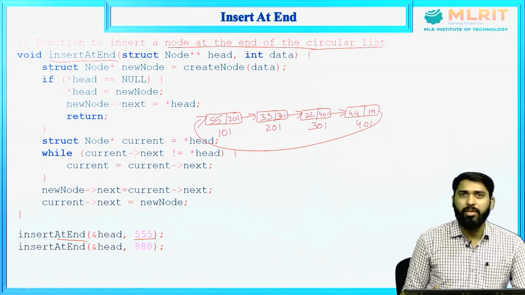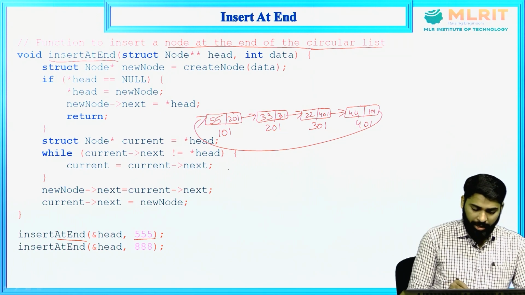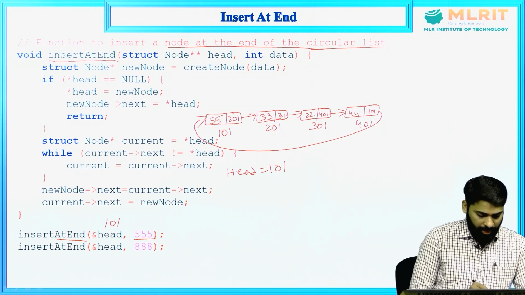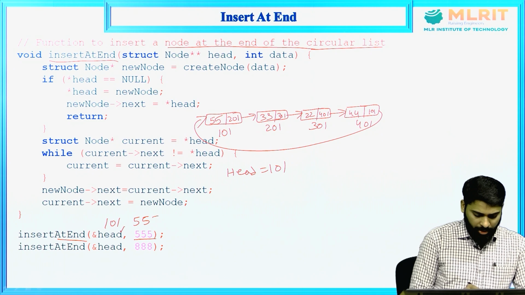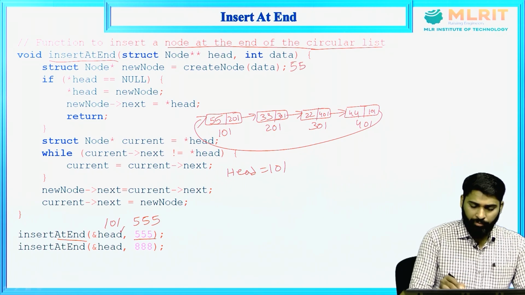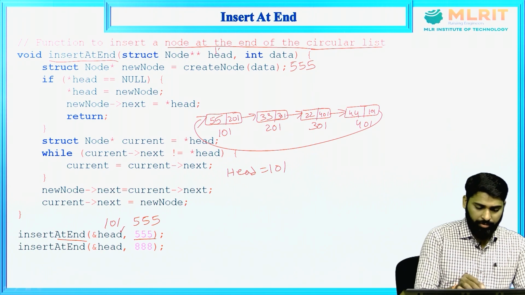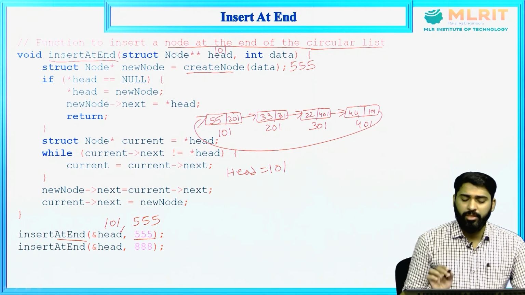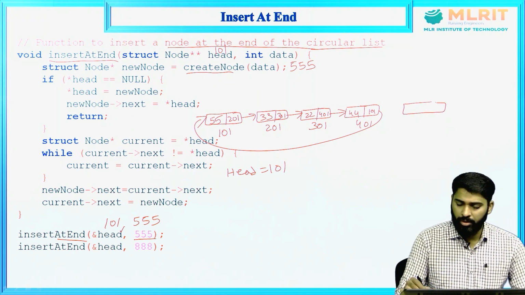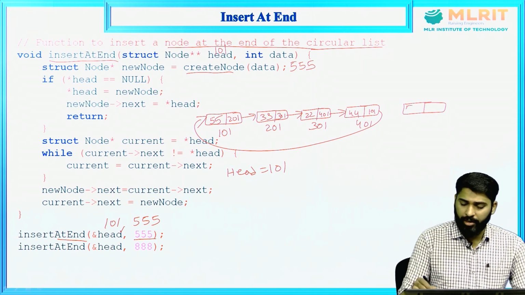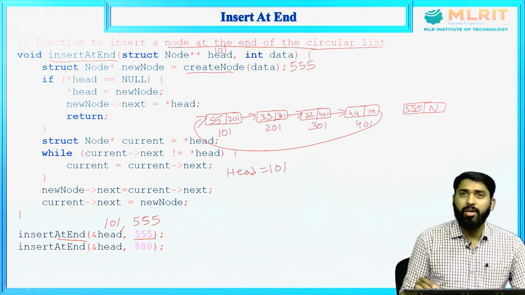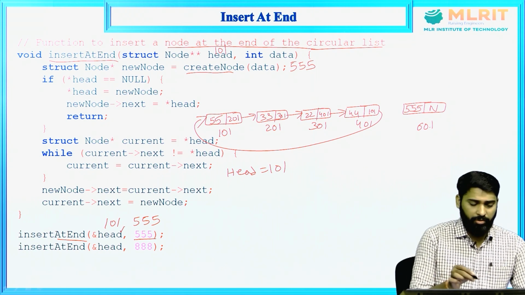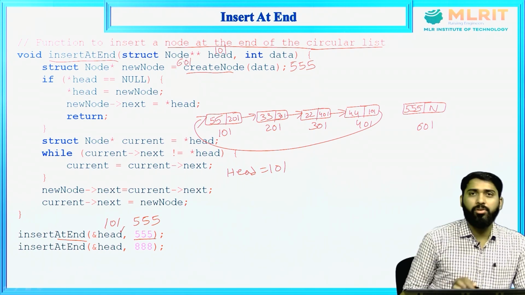The element is 555. So what is the head here? Head equals 101. Now I call the insert at end function with head and data. The data is 555 and the head is 101. Now I create one node. The purpose of the create node function is that it creates one new node, inserts the data at the data position, makes the next as null, and returns the address. Let us assume 601 is the new node address. This will return to the new node here. Now new node equals 601.